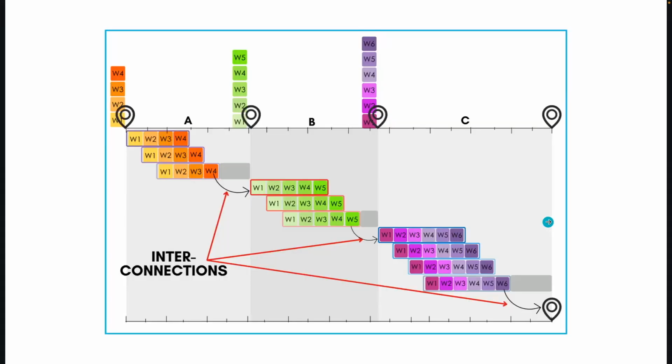So in the Takt production system, once you have your phases, your zones, your Takt time, and once you have your trades packaged, you need to know how those phases tie together with any of your interconnections.